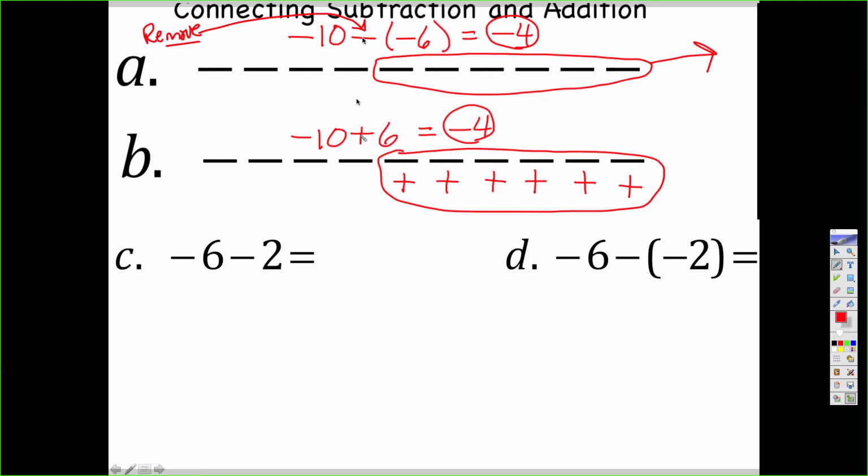Some of you added 6 positives. So if I add the 6 positives, then I have all these zeros that I'm going to remove, okay? So I took out 6 zeros, and what's left is -4. So these problems are related to each other.